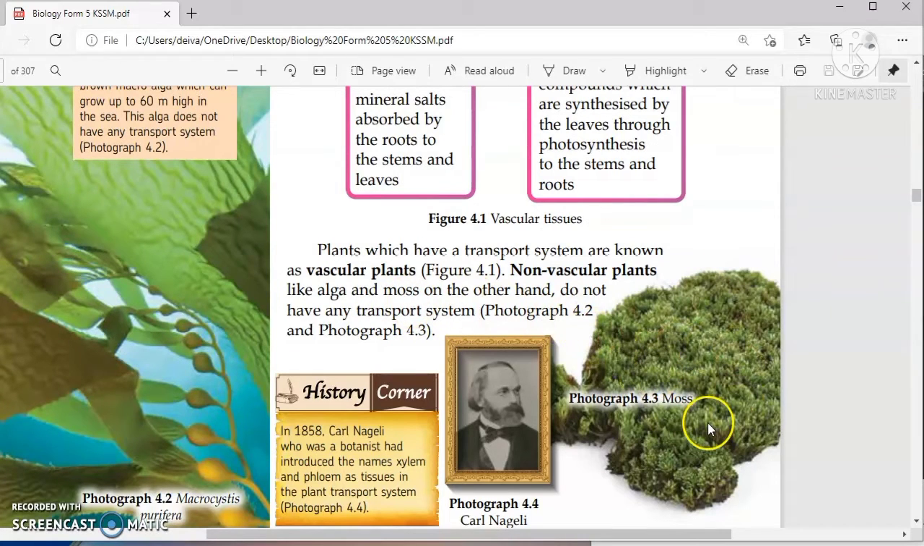Moss tu macam lumut kan tepi-tepi longkang tu ada warna hijau tu kan. Yang tu mossnya, lumut tepi longkang tu. Itu semua non-vascular plants. Okay, so two types of plants. This one you can just tick. Mana yang saya tick, saya highlight dalam buku teks pun kamu tickkan ya. So here, vascular plants and non-vascular plants.